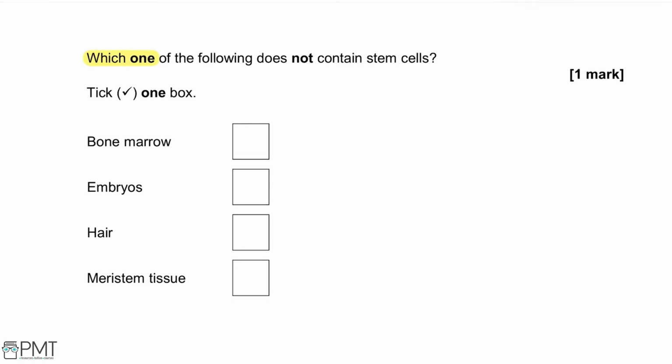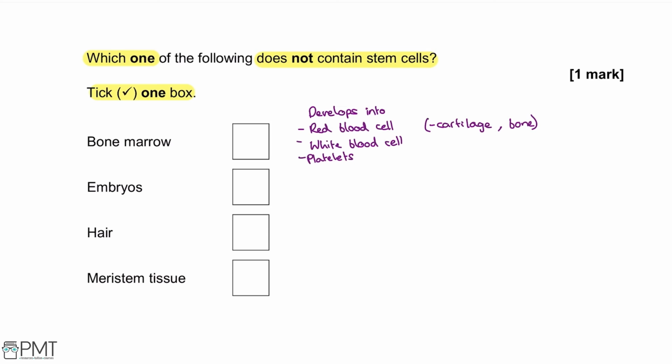Which one of the following does not contain stem cells? Tick one box. So bone marrow does contain stem cells, and these cells mainly become red blood cells, white blood cells or platelets. They can also become others, so cartilage and bone are other examples, and there are a few more as well. Embryos are formed after the fusion of gametes and some cell replication, and these will be stem cells because they can potentially become a person, and so they begin unspecialised and then they will differentiate into all the cells in the body.